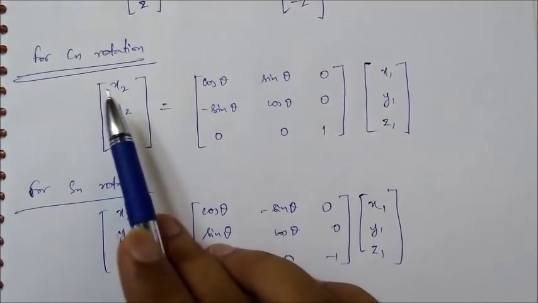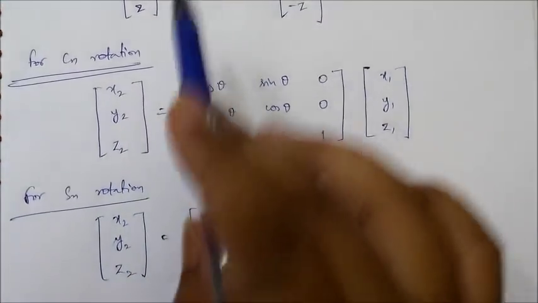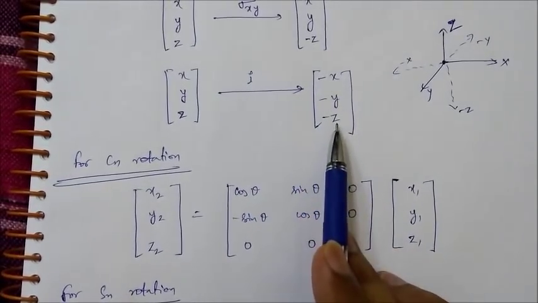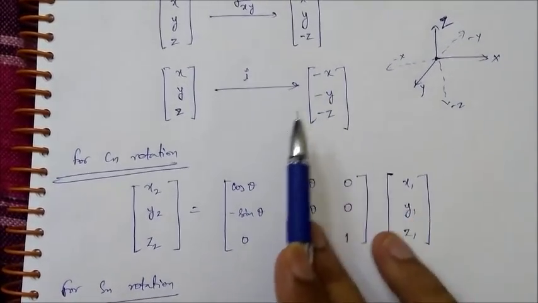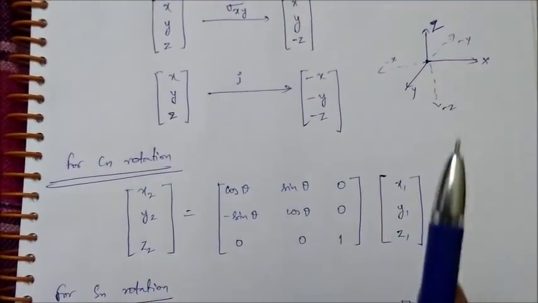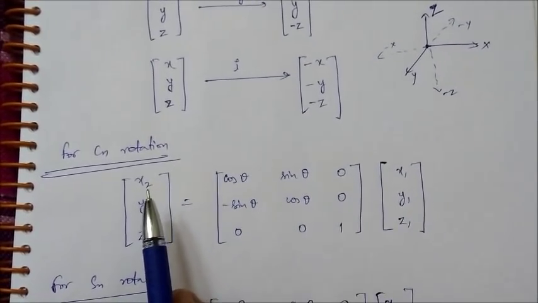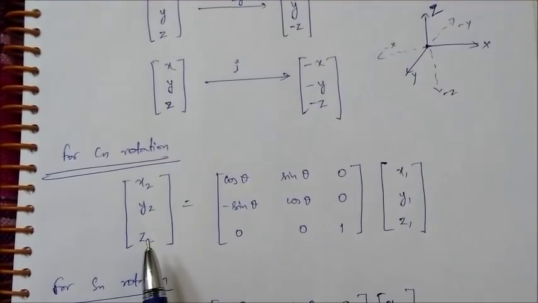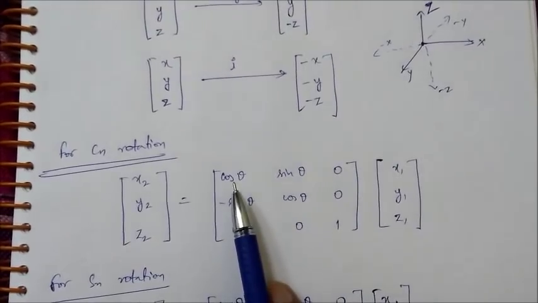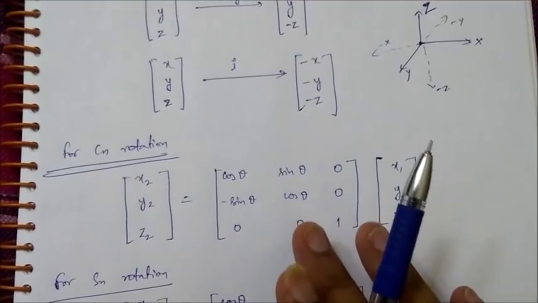For Cn rotation, we have x2, y2 and z2. These three are the new axes which will be formed. The axes which I was showing on the right hand side were x2, y2 and z2. But for the sake of not confusing you, I have just given you the direct form. Here it is very important that you know that x2, y2 and z2 are the new axes which will be formed, and you have to remember that this will be cos theta. I am not giving the full derivation, there is a whole derivation over here and lots of mathematics.